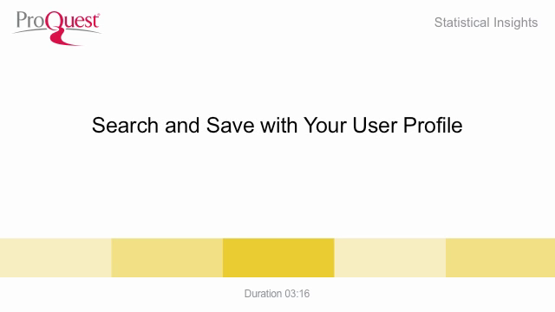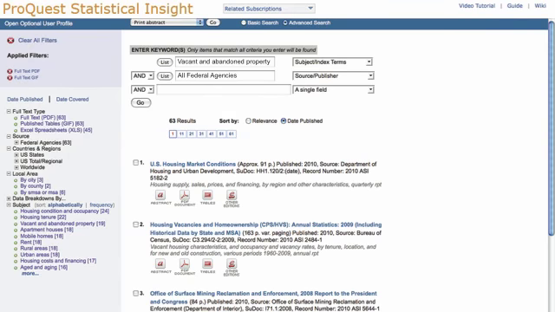In this session, you'll learn some tips and tricks on how to search and save with your user profile using Statistical Insight. The first tip is that no matter how many searches you have run, you can always get back to the beginning without having to exit the product.